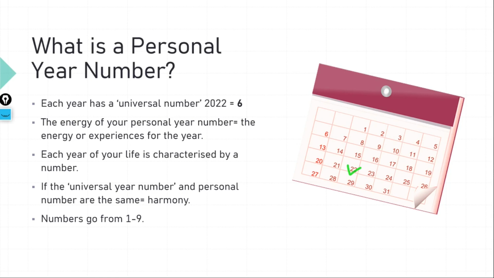And if the universal year number, say for example number 6 for 2022, is the same as your personal year number that you calculate, it's said that you will have a very harmonious year. So if you come out with the number 6 for next year, you're going to have a very harmonious year. The numbers go from 1 to 9, and this starts as soon as we're born. Each year that we have is a year number, and years 1 to 9 are a cycle. You can think of it as a continuation, if you like.